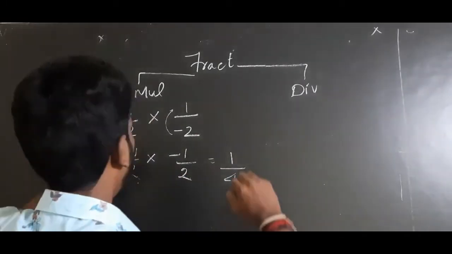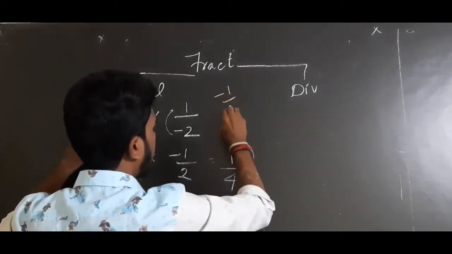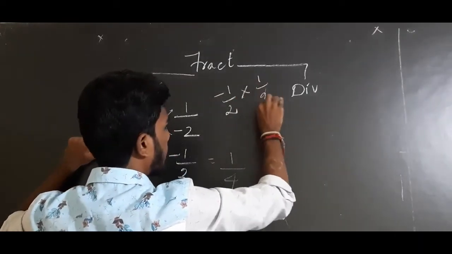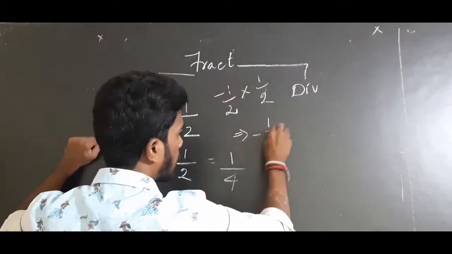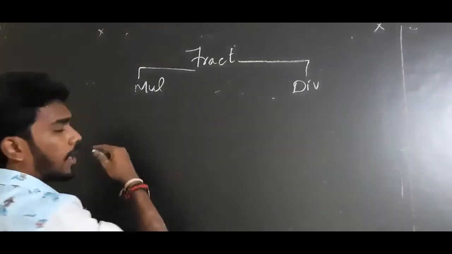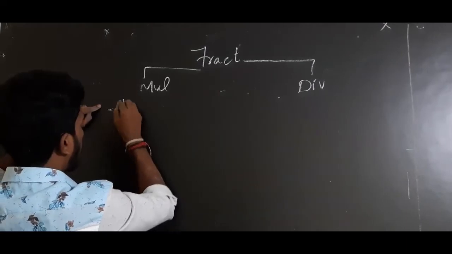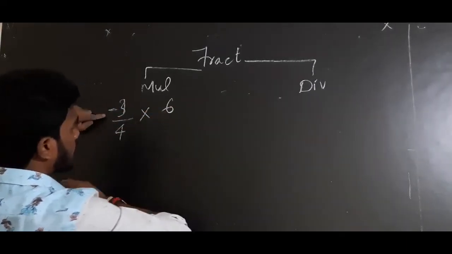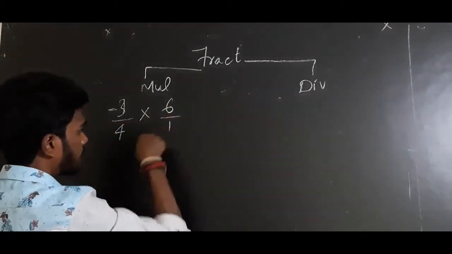And in another scenario, let's imagine minus 1 by 2 multiplied with 1 by 2. Minus into plus, obviously the result should be in minus. 1 into 1 is 1, 2 into 2 is 4, right? Next, see how to tackle this kind of multiplications. Like we have minus 3 by 4 multiplied with 6. If there is nothing in the denominator, you should assume it as 1.